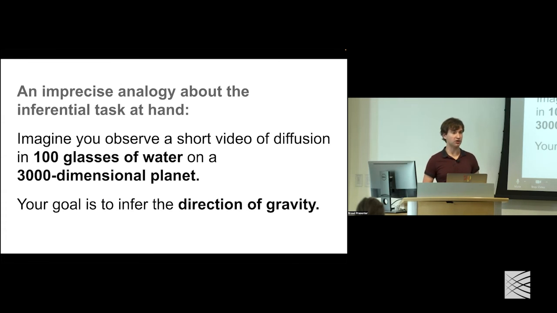These 100 glasses of water are going to be the 100 regions in which we observe these genomic samples, and the 3,000 dimensions of this planet are the 3,000 alleles that are observed. And the direction of gravity is this deterministic component in these diffusion dynamics that, in our case, is going to correspond to selection effects, in particular the fact that certain variants are more fit than other variants, right?